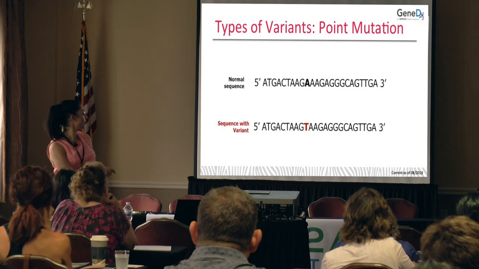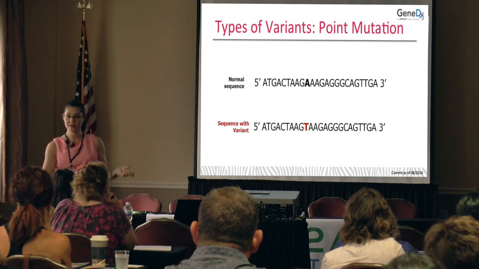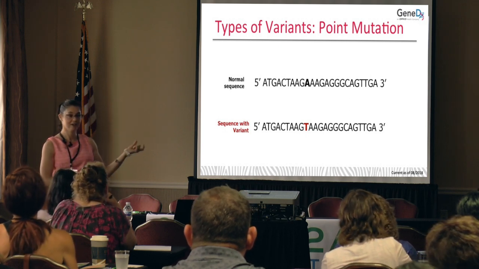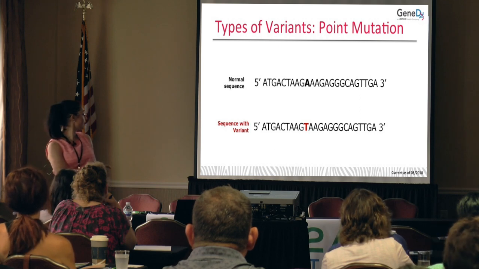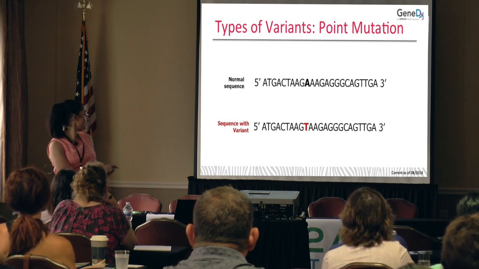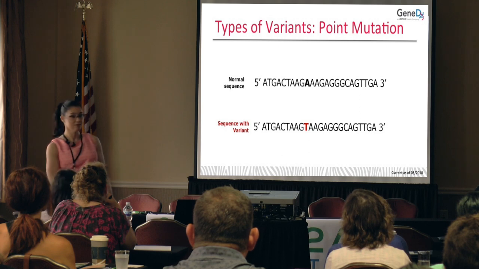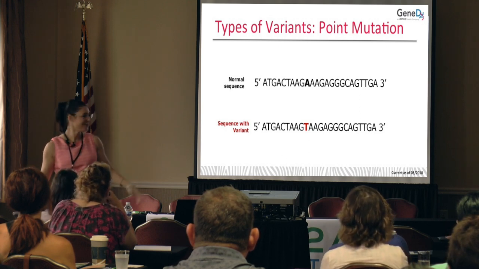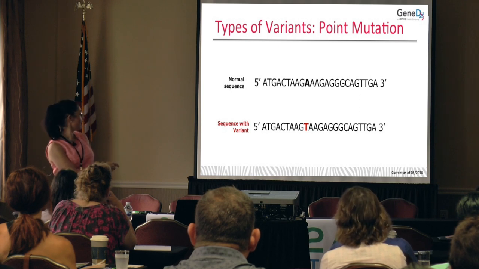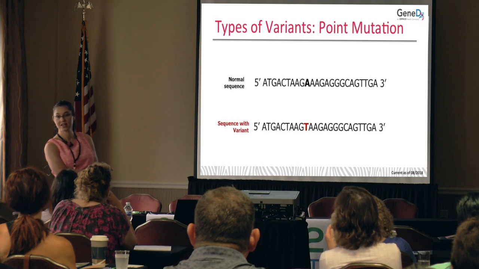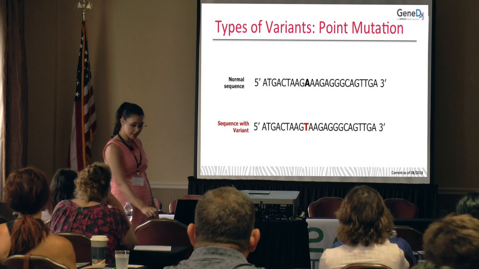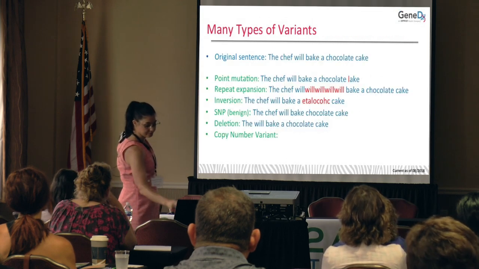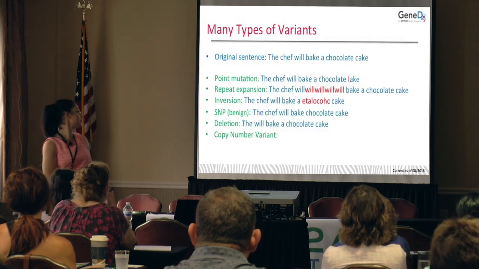So here's an example. I'm going to give you several examples of types of variants that we can find in the DNA when we do genetics. So here, if this is considered the normal sequence, I say normal in quotes because there are many different normals, but here the A in this person is changed to a T. So you can think of that as a typo. Right? We call it a point mutation. But you can have other kinds of typos as well.